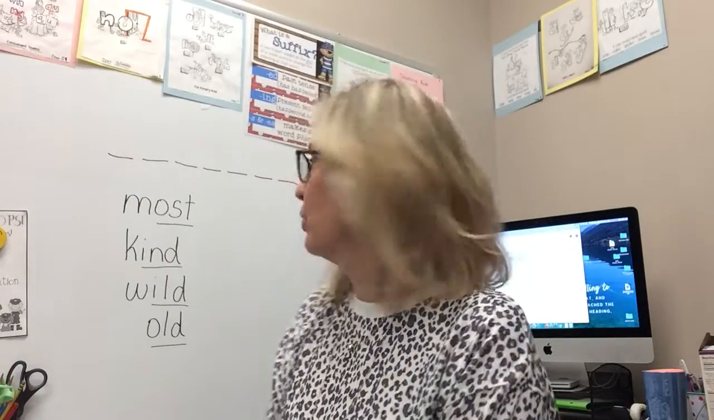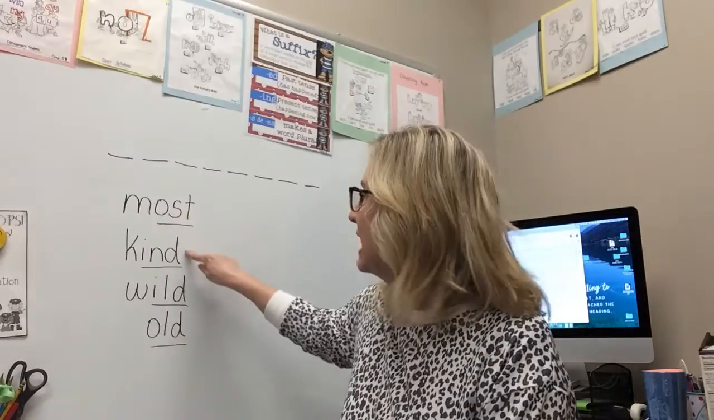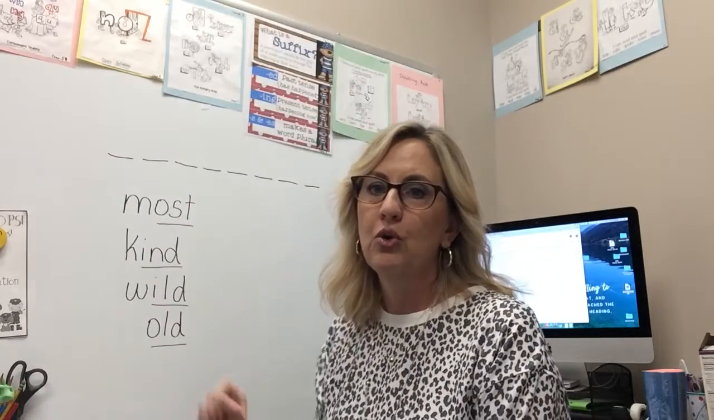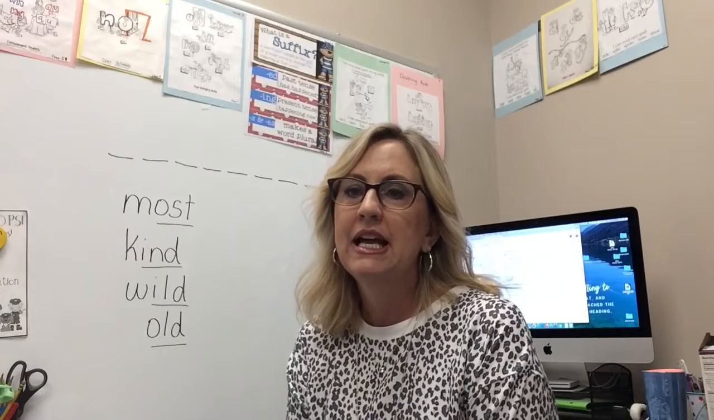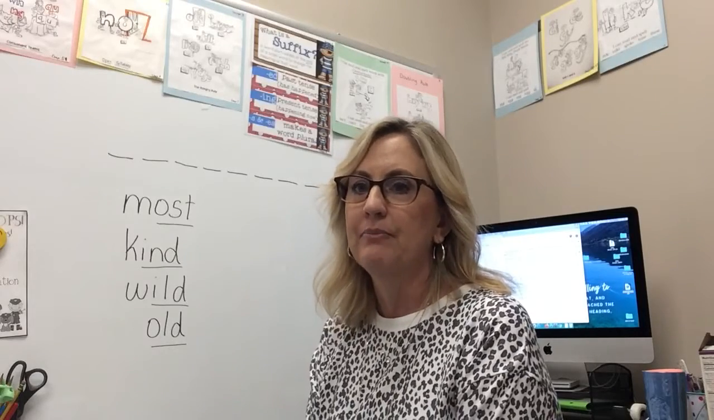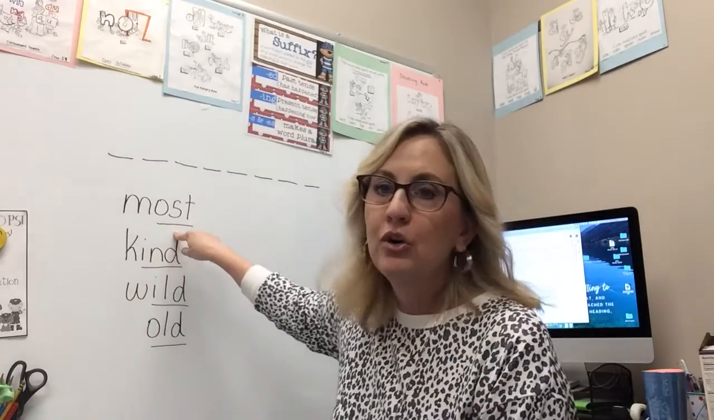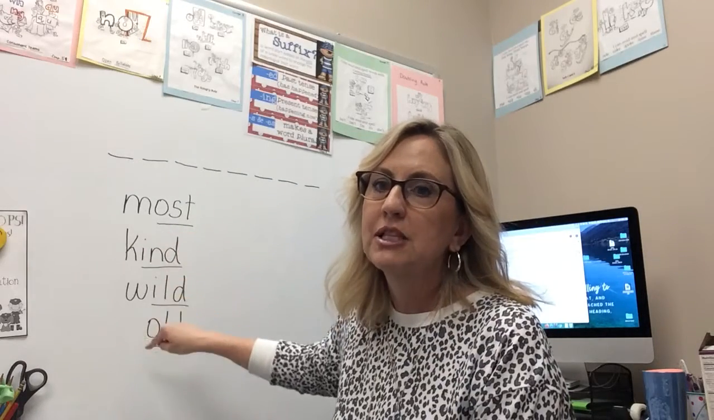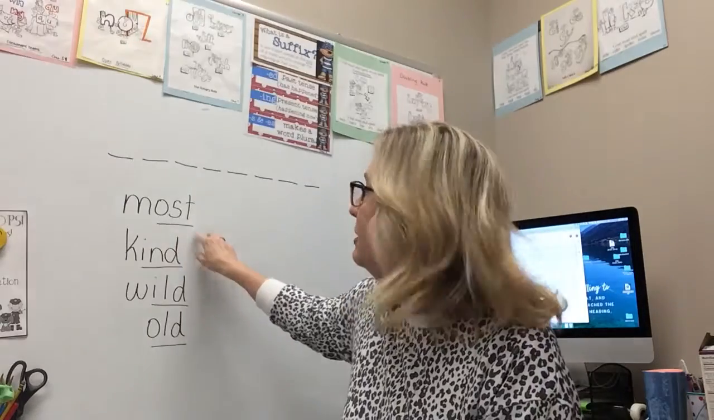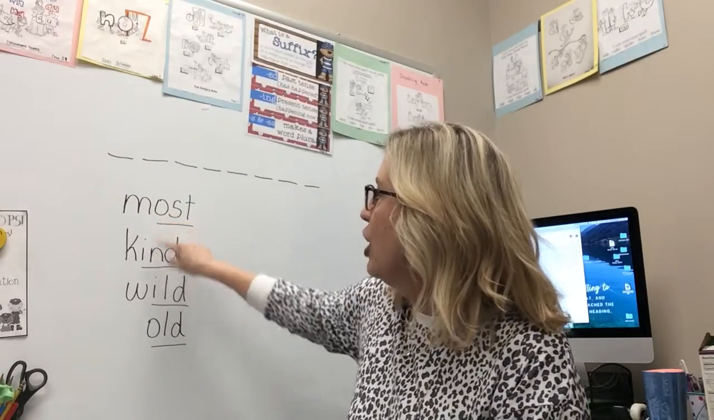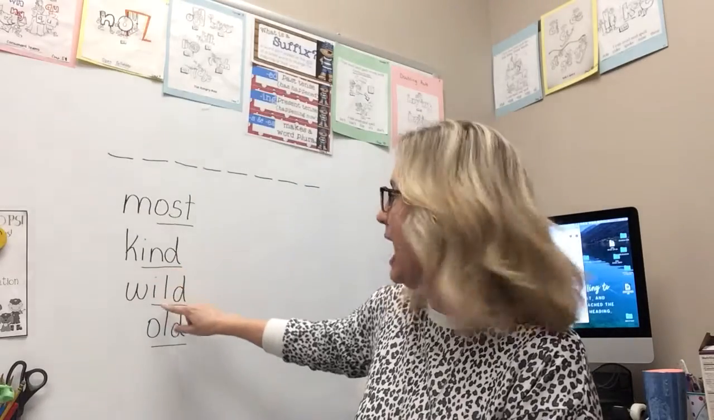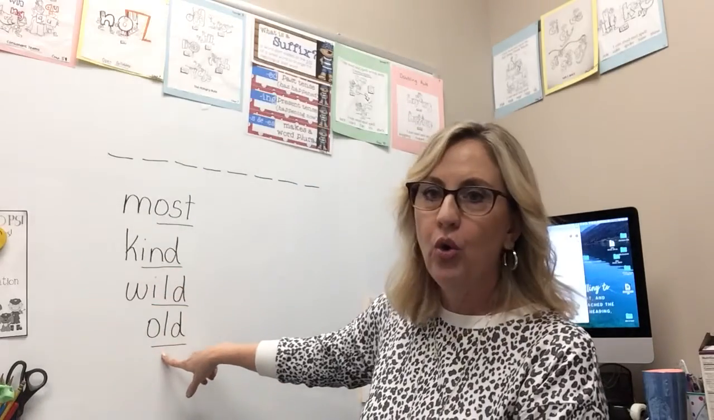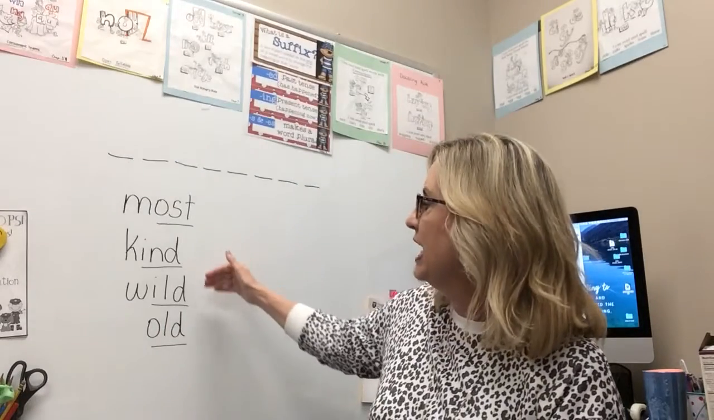Okay, now let's work on our new lesson. This week we're going to talk about most, kind, wild, old. These are word families, and they have rule breakers in them. They're closed, so you would expect the vowels to be short, but they're going to be long. Most, long O, kind, long I, wild, long I, and old is a long O. So we remember these as most, kind, wild, old words.